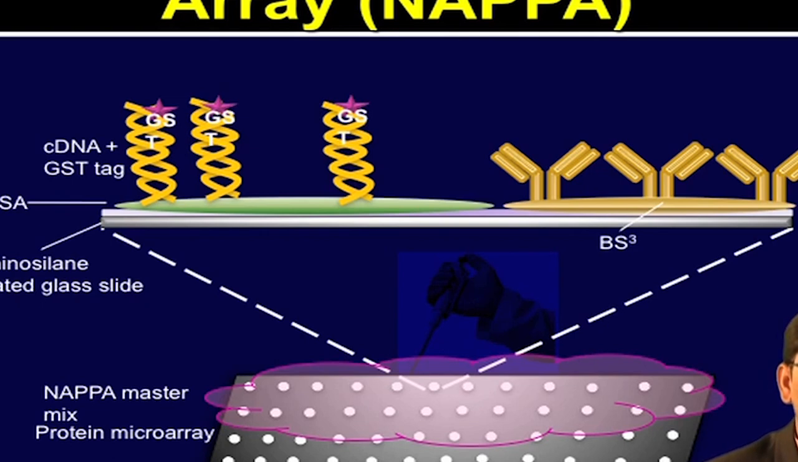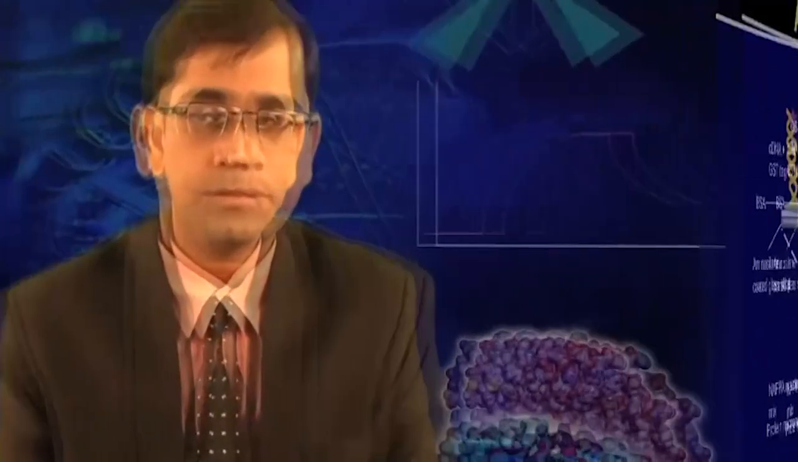Anti-GST antibody, the capture antibody, binds to the synthesized proteins containing the GST tag. One can use any tag here, but the only requirement will be availability of the corresponding antibody. For example, you can use anti-flag antibody if you have used flag tag in your cDNA. These are added to the master mix, which contains the mixture of BSA, BS3, capture antibody and cDNA of interest that is printed on the chip surface.